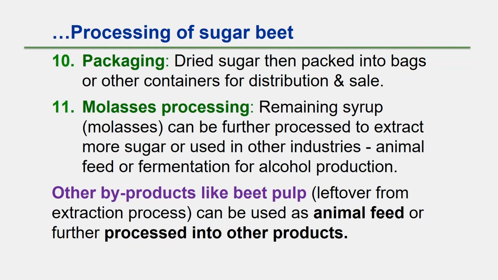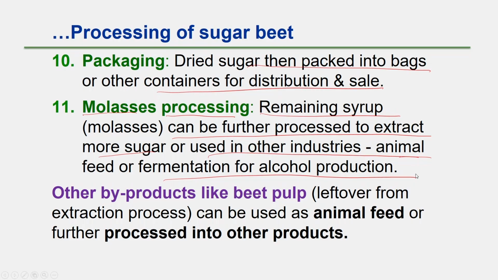And then finally, once you have obtained the sugar, you can go for packaging. Dried sugar is then packaged into bags or other containers for distribution and sale. Byproduct is molasses. Molasses can be processed. This remaining syrup can be further processed to extract more sugar or used in other industries, like for animal feed or fermentation for alcohol production. Other byproducts like beet pulp left over from the extraction process can be used as animal feed or further processed into other products. So, let us see how important this crop is.